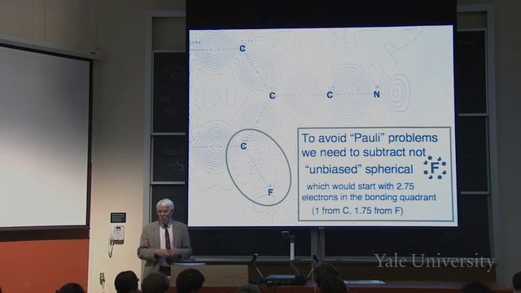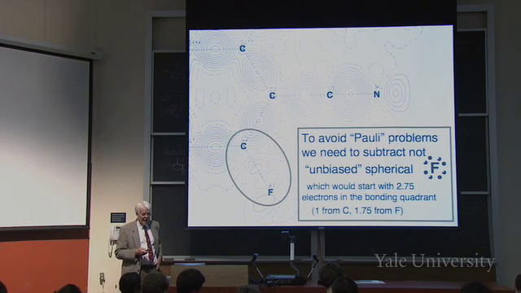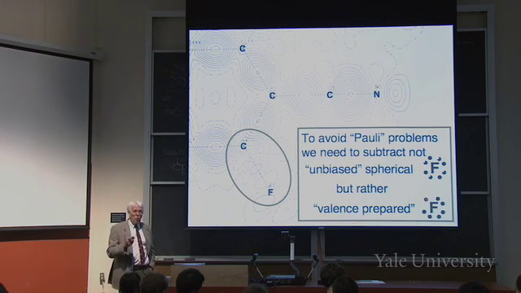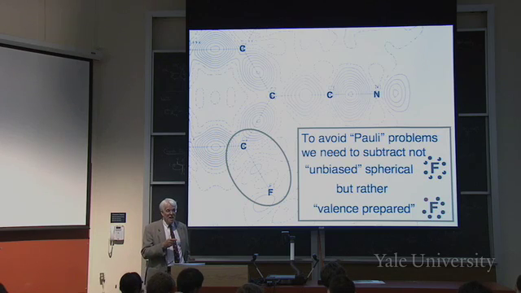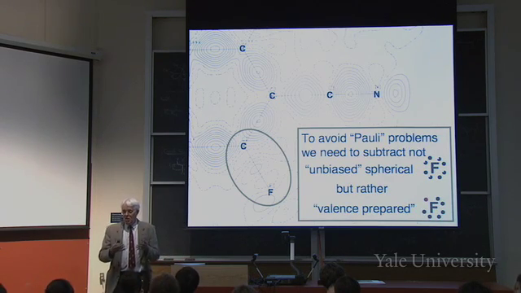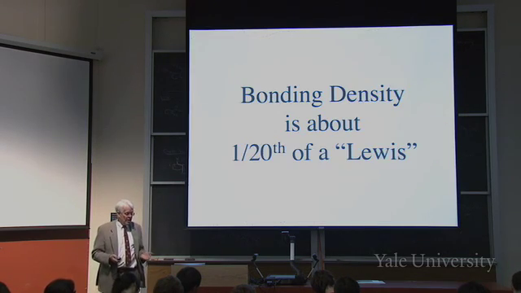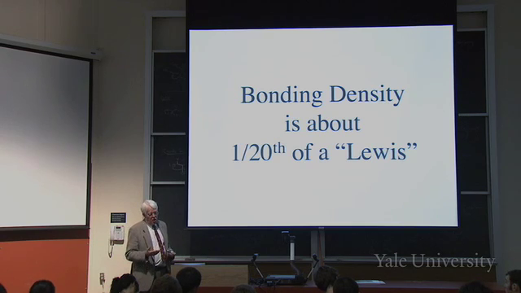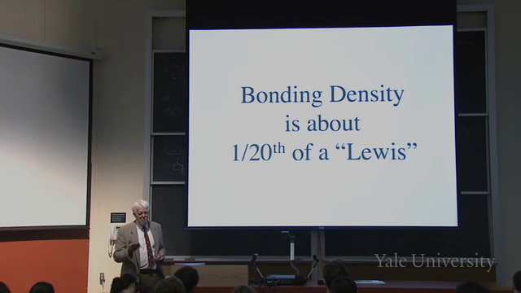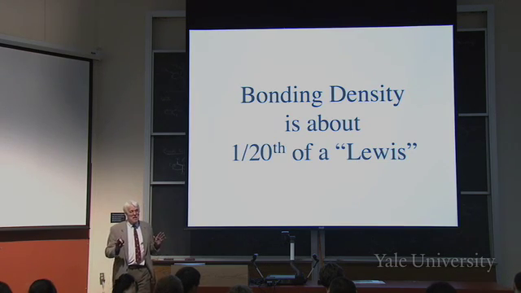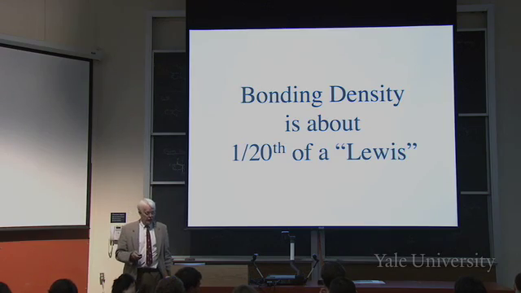So what you have to start with is not an undistorted spherical fluorine atom, but a fluorine atom that's prepared to make a bond, which has only 1 electron in the region where it's going to make a bond. So if you subtract a spherical one, you're subtracting too much from the region of the bond, right? So that's why you don't see any electron density in there. If you want to understand this better than I've explained it, go on the web and look at Professor Dunnett's explanation. We have a little movie of him talking about this particular problem. But at any rate, the conclusion of all this is that bonding density is about 1/20th of a Lewis, right?